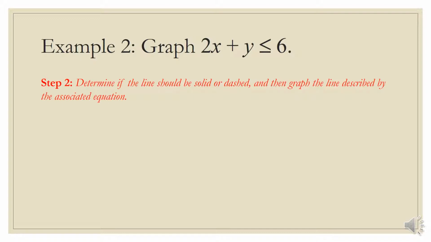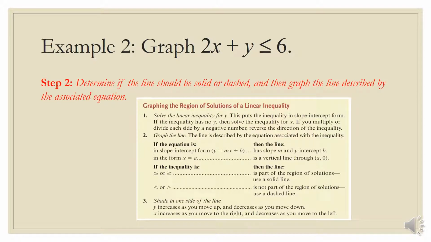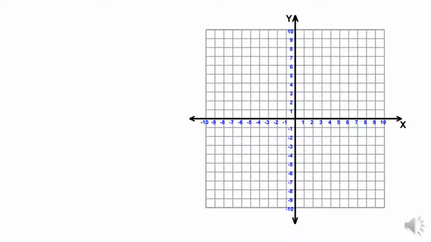Our next step is to determine if we should use a solid line or a dashed line whenever we graph our inequality. So I'm going to pull back up that picture from before, and if you look under step 2 where it says graph the line, it says if the inequality is less than or equal to, which is what ours is, or greater than or equal to, then you should use a solid line. All right, so we're going to use a solid line whenever we go to graph this.